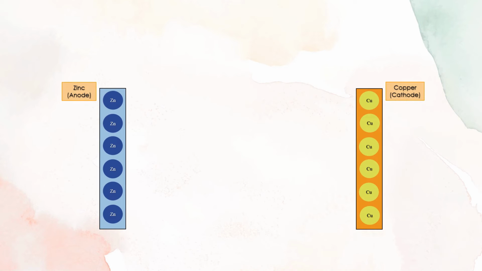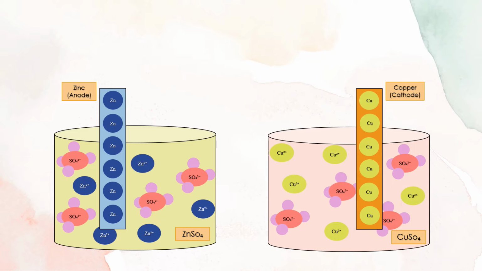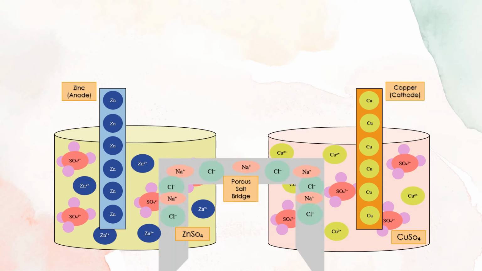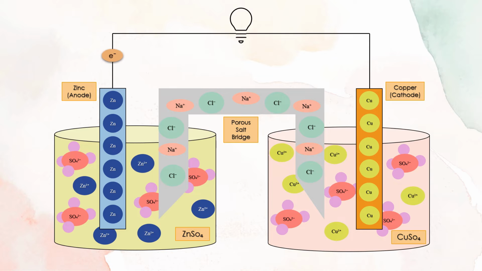A galvanic cell can be constructed by using zinc and copper. The anode is a zinc electrode placed into zinc sulfate solution. The cathode is a copper electrode placed into copper II sulfate solution. The solutions are connected by a porous sodium chloride salt bridge that prevents the 2 solutions from mixing but allows ions to migrate. Connect them by a wire and electrons flow from zinc to copper.